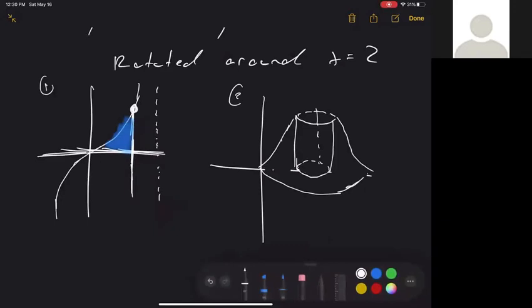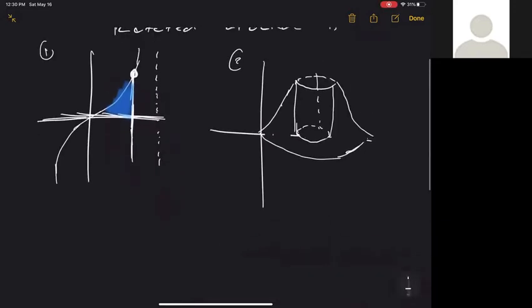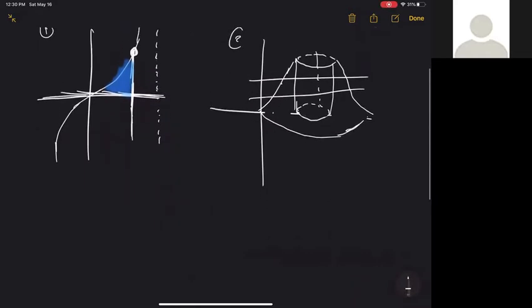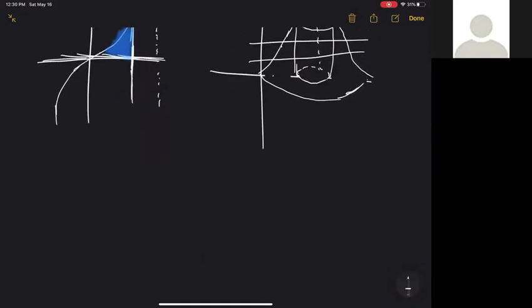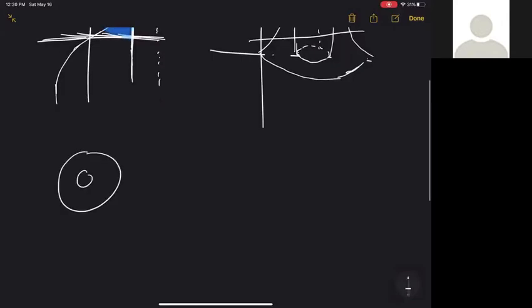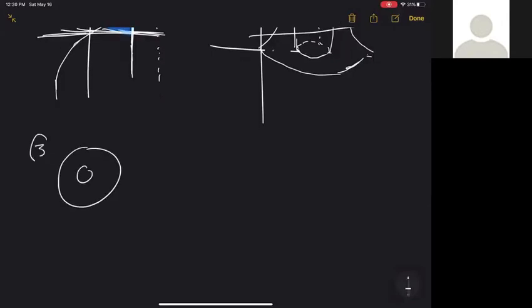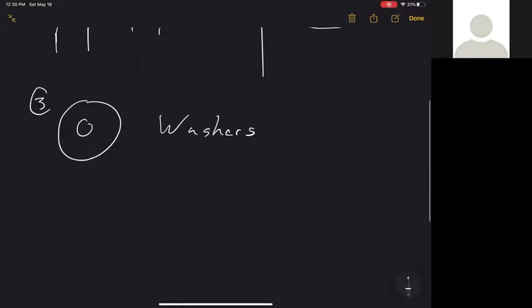So let's see, I've rotated around a vertical line, so I want to do everything in terms of y, right? I want to integrate in terms of y, and I'm taking my cross sections going this way. So when I take those cross sections going up vertically, my cross sections are going to be washers, right? Because there's some empty space in the middle. Okay, so step 3, I figured out that my cross section should be washers.